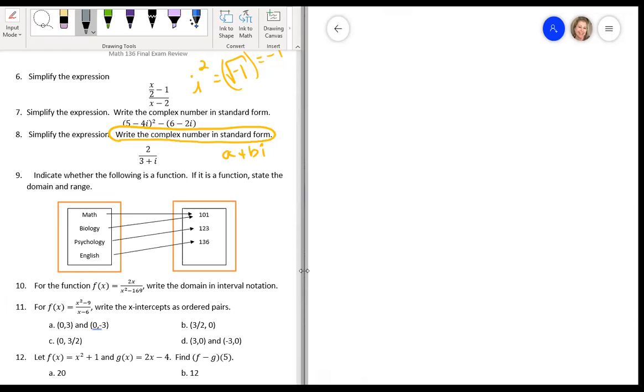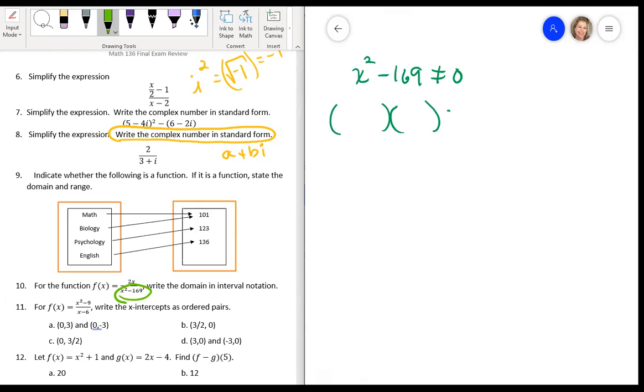This one is in fraction land. And basically you just look at the denominator and you have to say, okay, the denominator is not allowed to equal 0. So any x that causes a 0 cannot be in the domain. And this is actually factorable. That's a difference of 2 squares. It's x, and then a positive 13 and a negative 13. So this x cannot equal negative 13, and this x cannot equal positive 13.